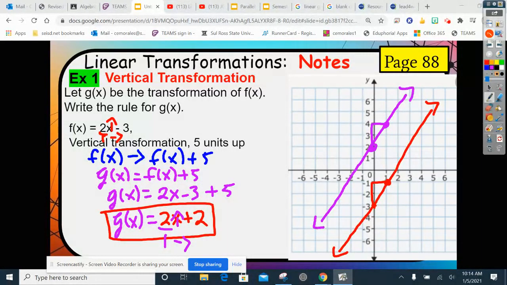And if we look at our graph, they look very similar. What's the difference? One's 5 units up. So we look at the y-intercept, and I'm going to count how many units it is up. 1, 2, 3, 4, 5 units up. We went up 5 units. So our answer is indeed correct.